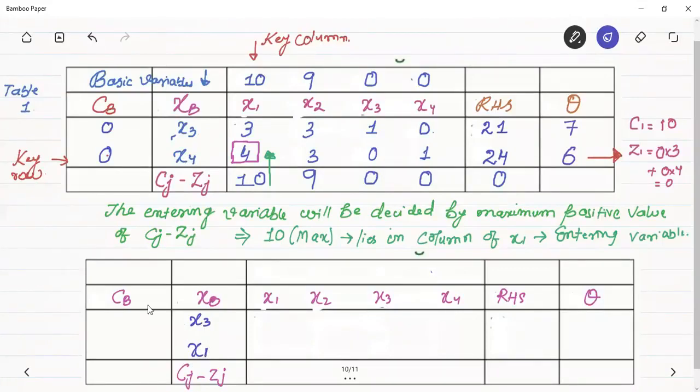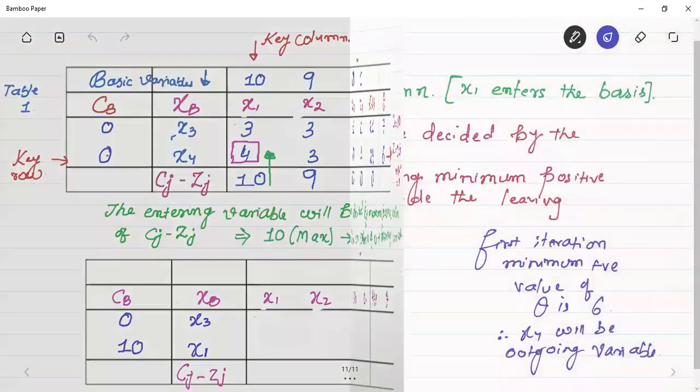Now we have to write their cost coefficients. You can see that the cost coefficient of x3 is still 0, and the cost coefficient of x1 in the objective function is 10. Okay, it is equal to 10. So once we are done with this, we have to write these coefficients again. Okay, now we have to write the coefficients again. Okay, so the first step, now what you have to remember, x4 has been replaced by x1.